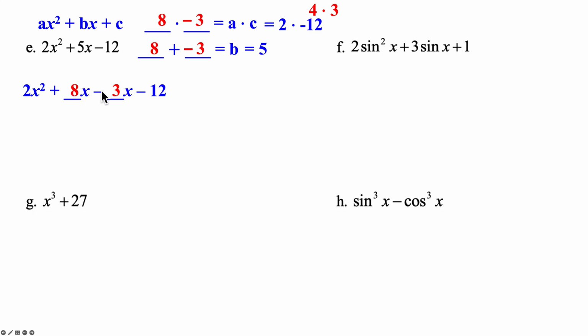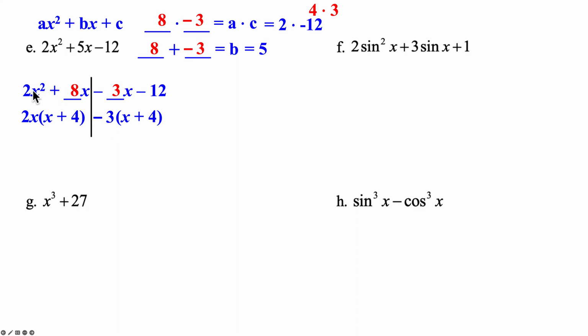Now that we have the O and the I term of the FOIL process, we cut it in half when we do factor by grouping. We're going to take out a 2x from the left and get an x plus 4. And you have to have an x plus 4 on the right because we made the blanks up here for the ABC rule to work, which means I have to have a negative 3 as my GCF.